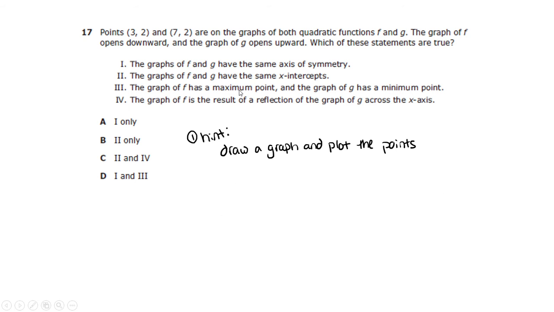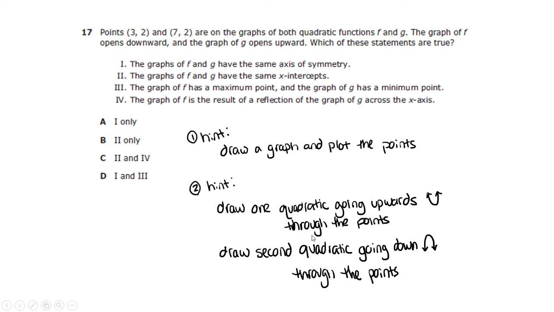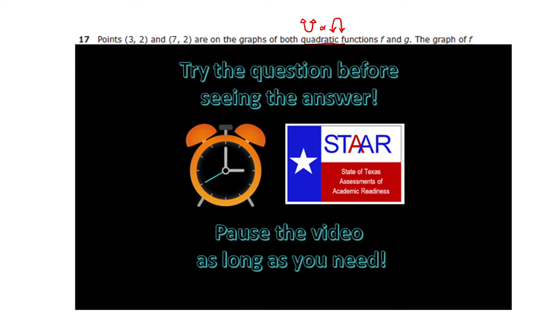And then for your second hint, you're going to want to draw one quadratic, which is a parabola, going upwards through those 2 points, and then the second quadratic going downwards through those 2 points. After that, you can answer the question, talking about axis of symmetry, where the x-intercepts are, the maximum and minimum point, and if those are reflections. Okay, here comes the answer.